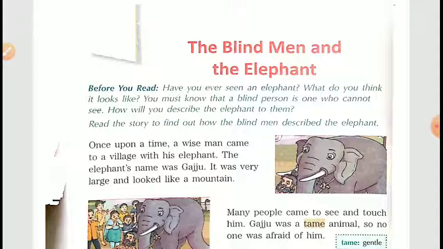Children, those of you who are having book, please turn to page number 20 as we'll be starting with the new lesson. Now, students, before I read the lesson and explain it to you, the title of the lesson is The Blind Man and the Elephant. Students, what do you mean by blind man? Blind man means people who are unable to see.